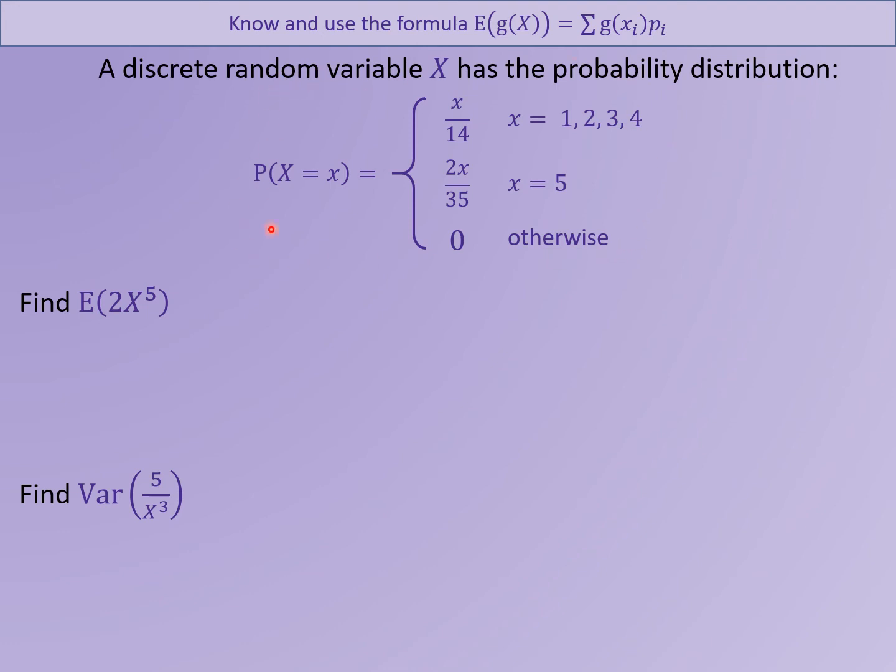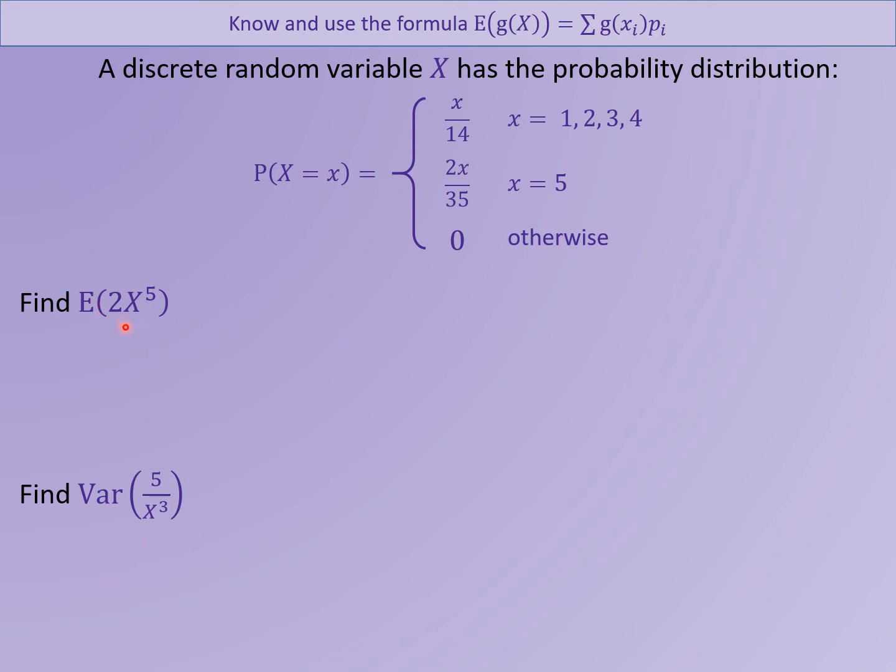If it helps you straight away, what you could do is convert that to a table. You could do that quite easily. Put the table in 1, 2, 3, 4, 5, and the probabilities would be 1 over 14, 2 over 14, 3 over 14, 4 over 14, and this one would be 10 over 35. Okay, so you could very easily change this into a table format, and as soon as you change it into a table format, these two questions will be a lot easier.